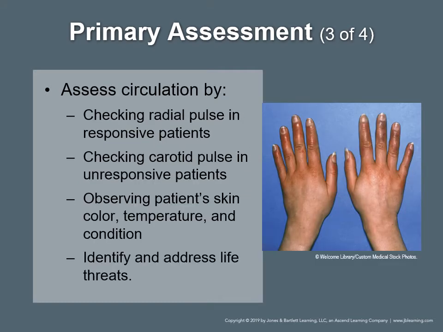Quickly assess the circulation by checking the radial pulse in a responsive patient, checking the carotid pulse in an unresponsive patient, and by observing the patient's skin color, temp, and condition. Quickly glance around the patient to identify any life threats such as severe bleeding or injury to the chest.